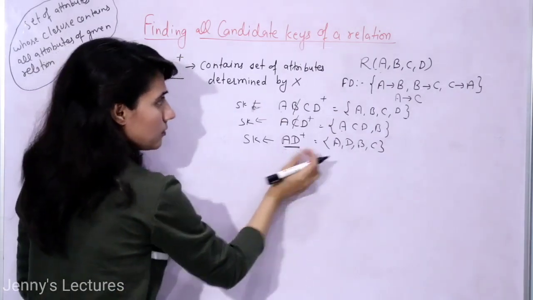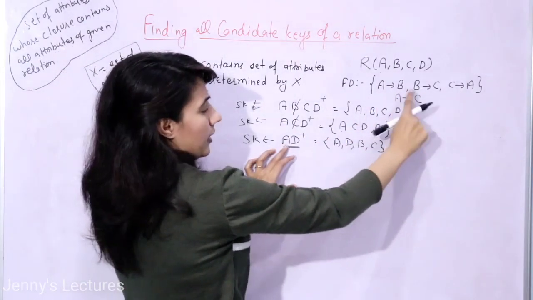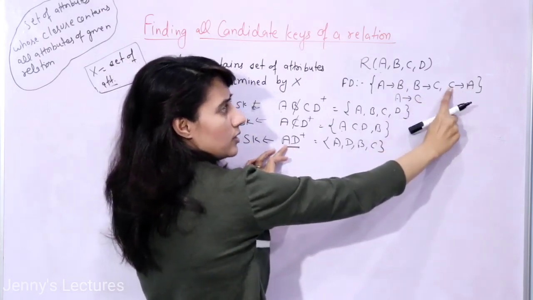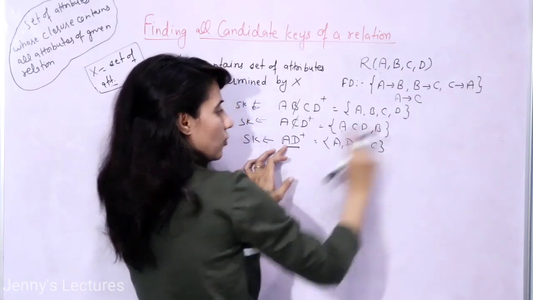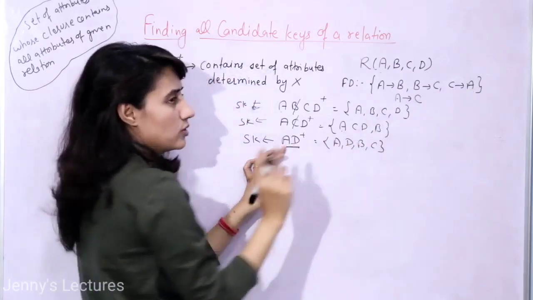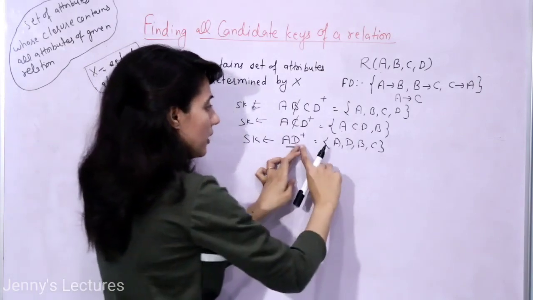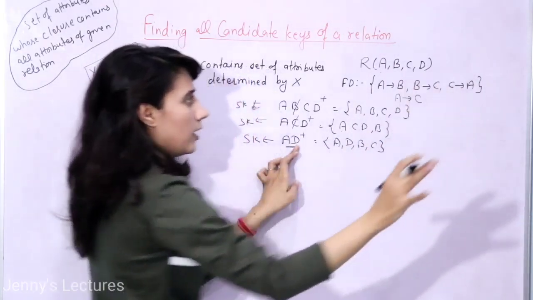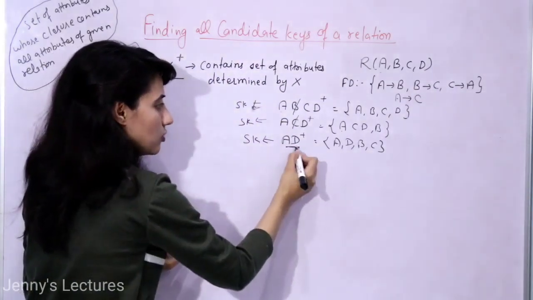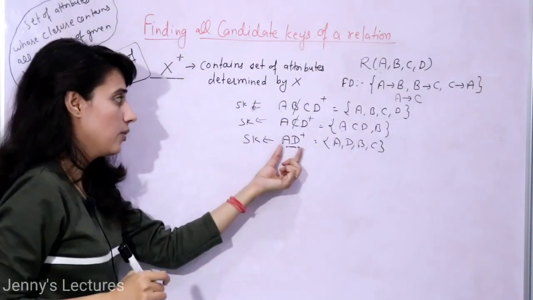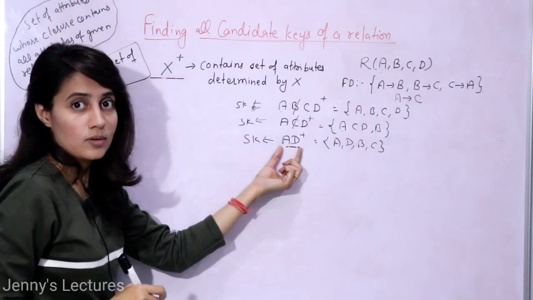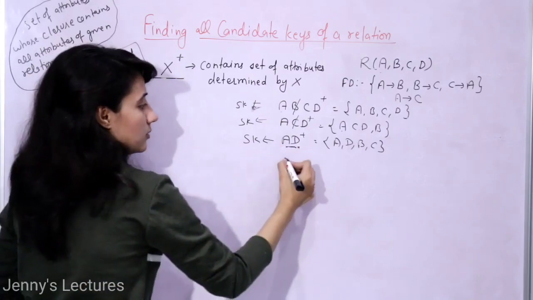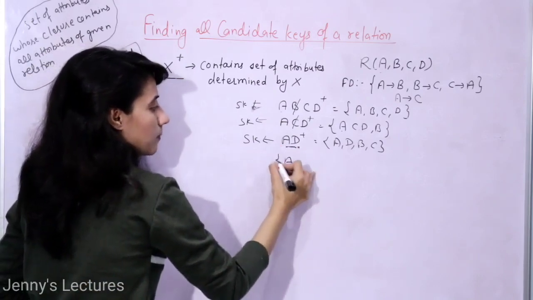See now, I cannot discard A because I can determine A with the help of C. C will determine A. So for discarding A you need C, but you don't have C. So we cannot discard A. Can you discard D? Can you determine D with any attribute? No, I can't determine it. So now this is a super key. We cannot discard any more attributes. Now check the proper subsets of AD. Only 2 proper subsets are there, A and D.